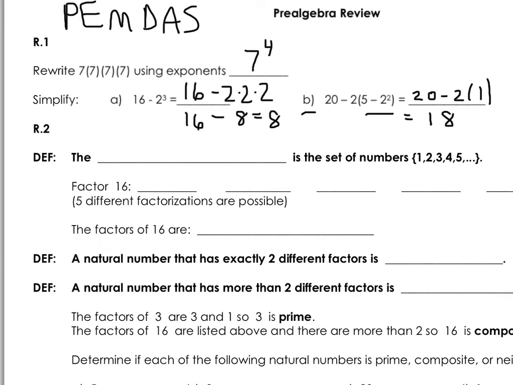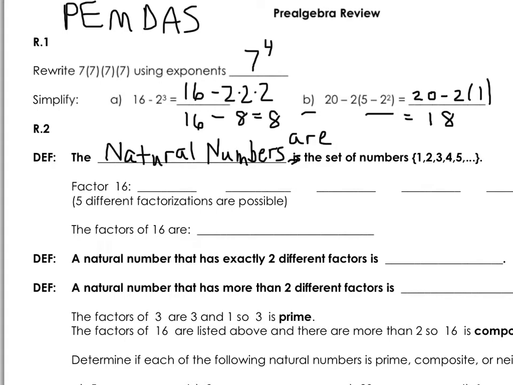So in part 2 of our review, we have the natural numbers. Sometimes you'll see them called the counting numbers. The natural numbers are the set of numbers 1, 2, 3, 4, 5.